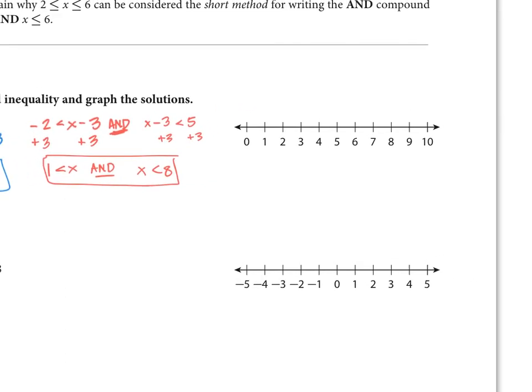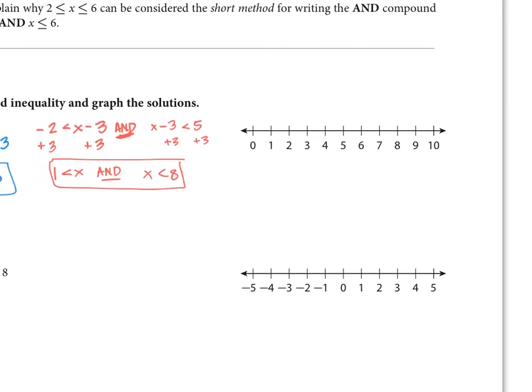Let's graph it though. The first part, 1 is less than x, means that x is bigger than 1. So at 1, open circle. X is bigger than 1 means it's going to be going this way to the right. Right? So that means 2, 3, 4, 5, 6, and so on. Then the second part, x is less than 8, means I've got this open circle at 8. It's going to be everything smaller than 8, which is going that way.